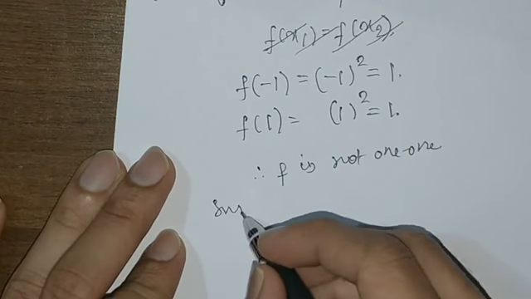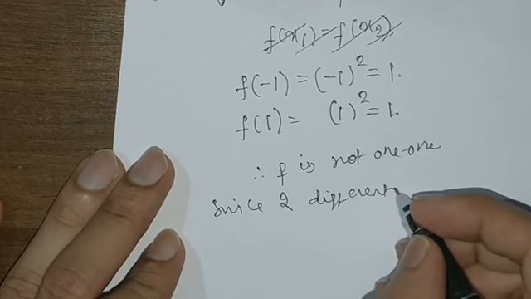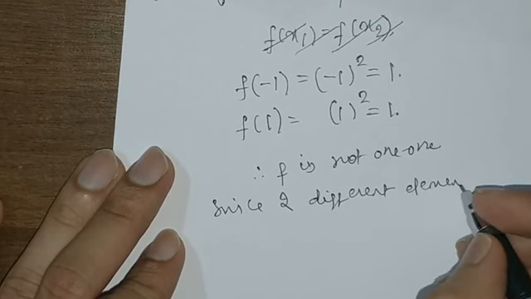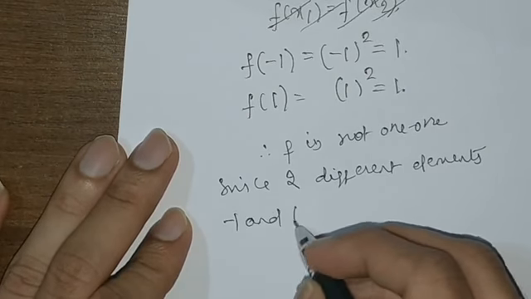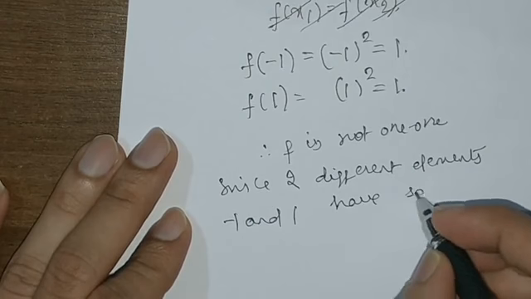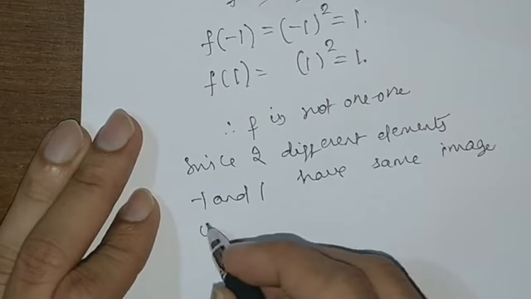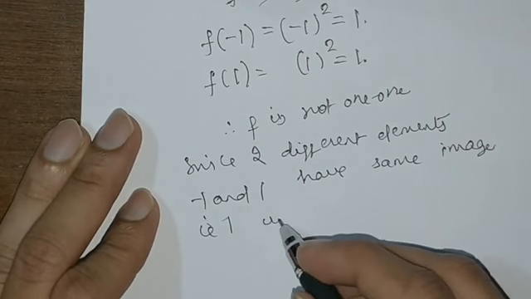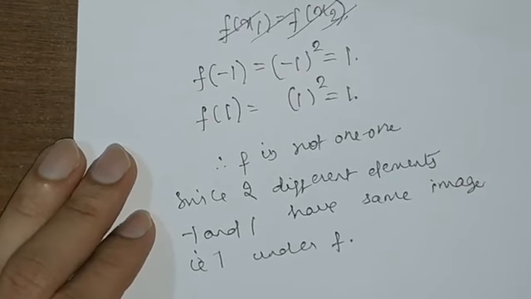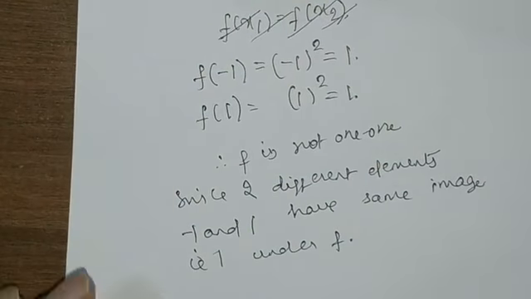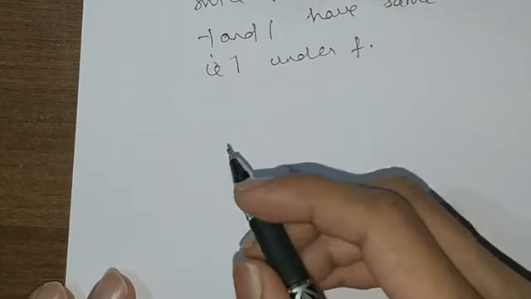Since two different elements, minus 1 and 1, have the same image, that is 1, under f, that is the reason why f is not 1-1. Now we have to check whether f is onto or not.